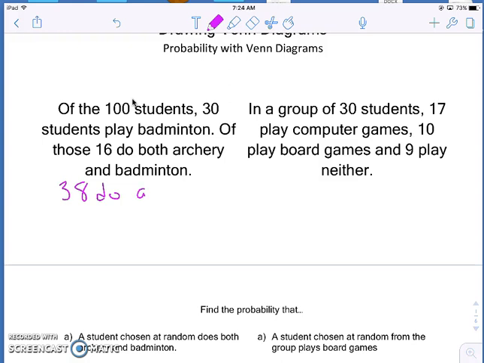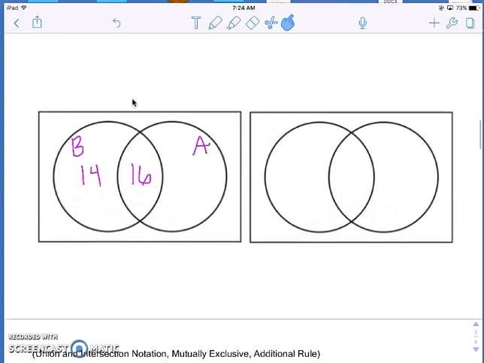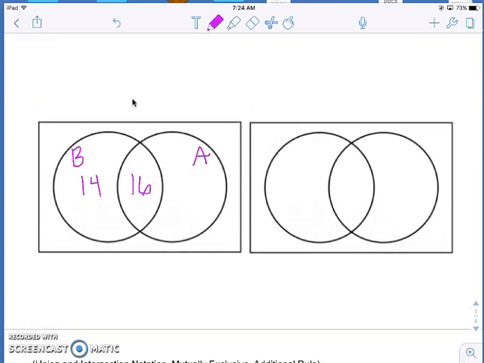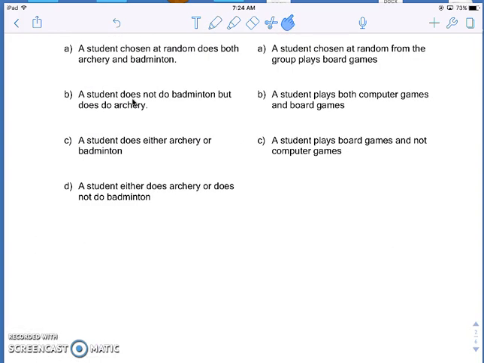My bad, I thought there was something missing there. So if we go back down here, if 38 do archery, that means that there has to be 22 that do archery only. So now we're going to go back up and take a look at these probability questions.